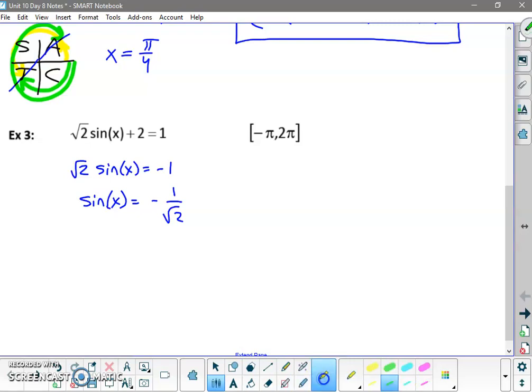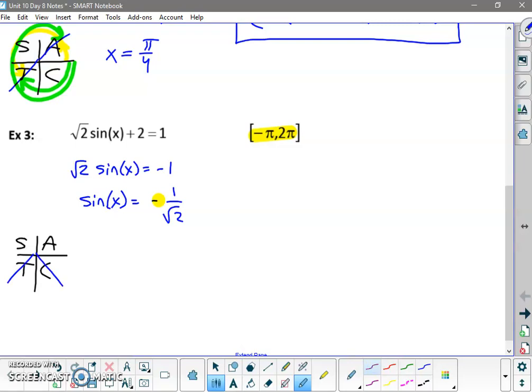So again, this is a little bit different. -pi to 2 pi. And let's think of our quadrants. ASTC, what we notice here, sine is negative. So where is sine negative? It's going to be negative in the third, and it's going to be negative in the fourth.